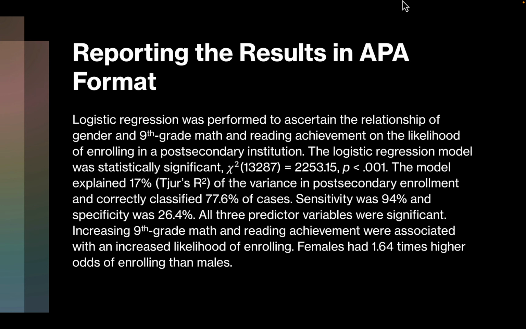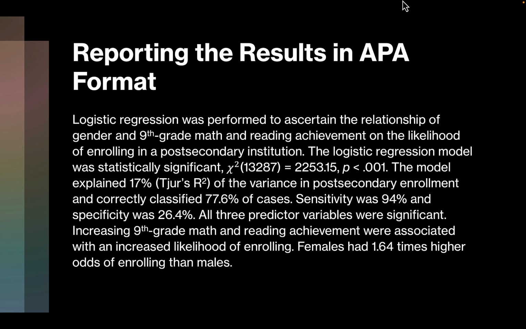All right, how do we report the results in APA format? Logistic regression was performed to ascertain the relationship of gender and ninth grade math and reading achievement on the likelihood of enrolling in a post-secondary institution. The logistic regression model was statistically significant, and we report the chi-square with the degrees of freedom, 13,287, and we report the value of the chi-square, 2,253.15, with the p-value of less than 0.001.